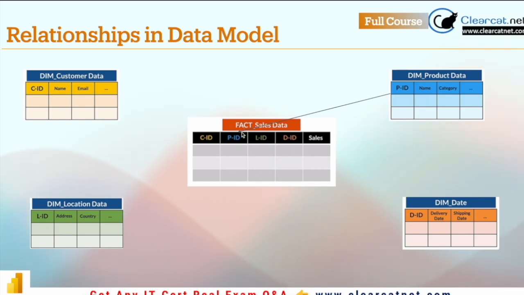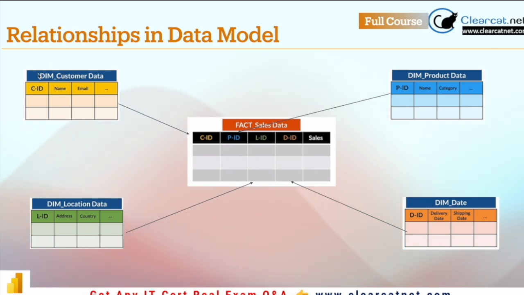We have product ID, and with respect to that particular product ID we have all the details in our product table. So for that we are going to create a relationship. We have to do the same for the customer data, and we are going to perform a similar activity with the date table and the location table.